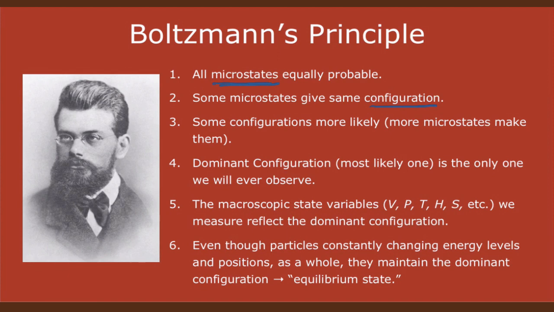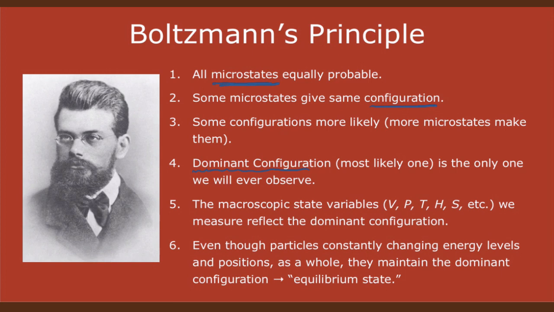Also, some configurations are more likely because more microstates make them possible. So even when we had the 4 pool balls, it was more likely that they would be half and half, 2 on each side, than all on the left side or all on the right side. And because we're talking about moles of molecules, huge, huge numbers, the dominant configuration, the one in the middle, is the only one humans would ever observe. All the other ones are so statistically unlikely.